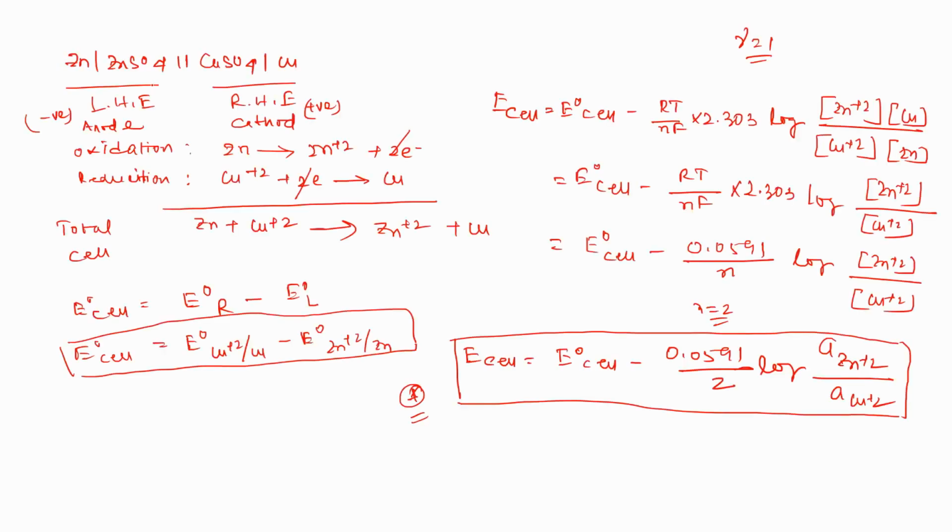Now, if we write the Nernst equation with the equilibrium constant, how the equilibrium constant comes in is a very important thing here. If we see the previous slide, the galvanic cell equation is zinc plus copper plus 2 going to zinc plus 2 plus copper. So what is happening in this reaction? That is very, very important here.